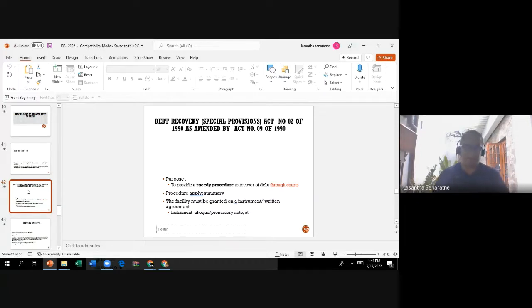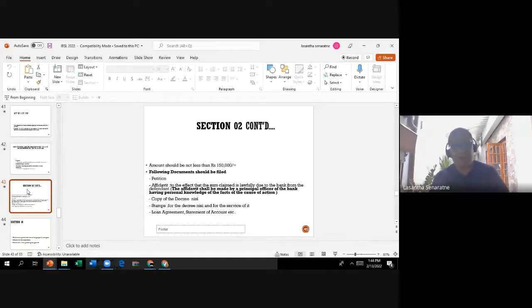This is summary procedure. The facility must be granted on an instrument, a written agreement. So you have to give me the facility through an agreement. Casual transactions will not be applicable. It can be a loan, it can be an overdraft, it can be a mortgage, but you have to have an instrument. Instrument: check, promissory note, etc. So it can be a mortgage, it can be a check, it can be a promissory note, but you have to have an instrument on that.